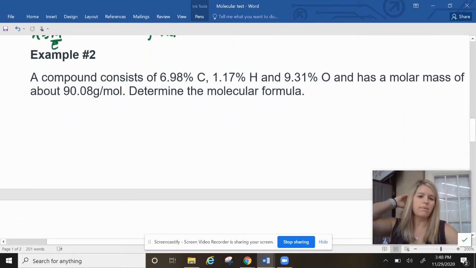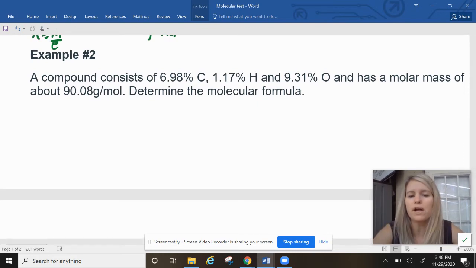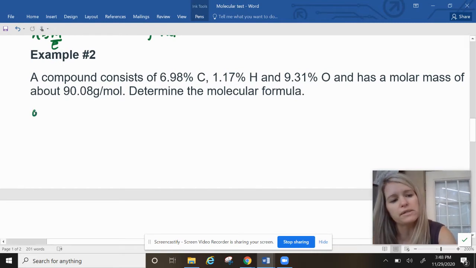Okay, all right, so let's try a little longer one now. A compound consists of 6.98% carbon, 1.17% hydrogen, and 9.31% oxygen, and has a molar mass of 90.08 grams per mole. Determine the molecular formula. On these ones, they're giving us percents, but we're going to assume the percents are out of 100 grams. So the percents are going to equal grams.